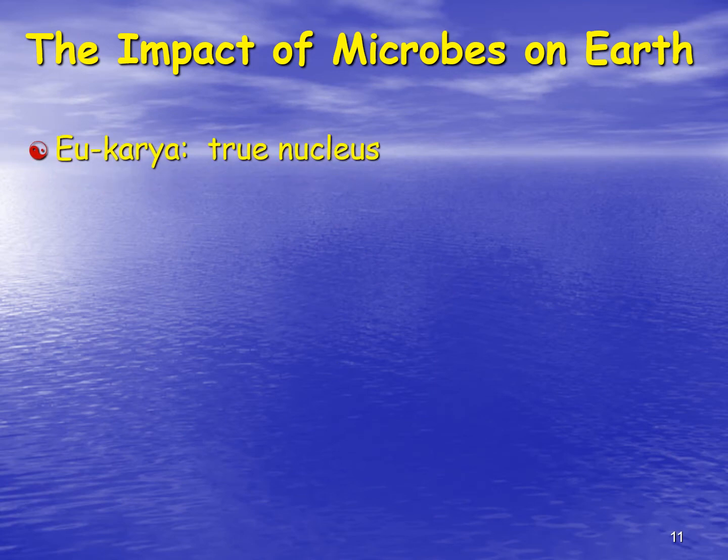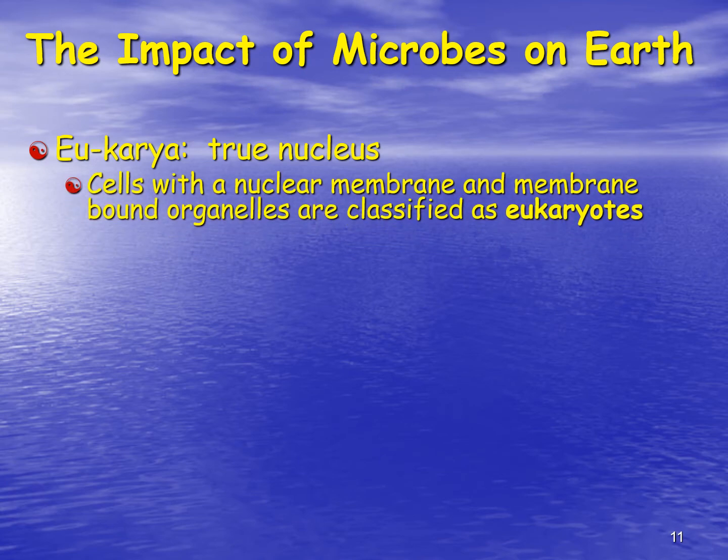Eukarya, the Eu, is actually Greek meaning true or good, and karya refers to nucleus. So eukaryotes have a true nucleus. This means that their genetic material is surrounded by a nuclear membrane, and they also contain membrane-bound organelles such as the Golgi apparatus, endoplasmic reticulum, mitochondria.